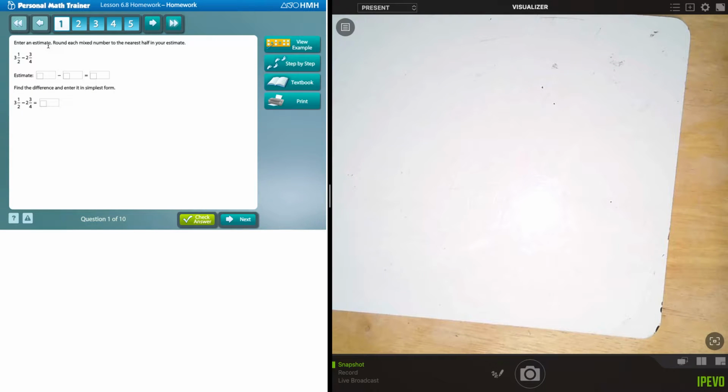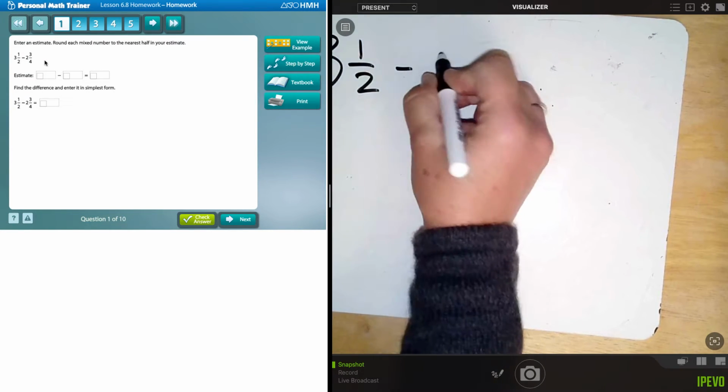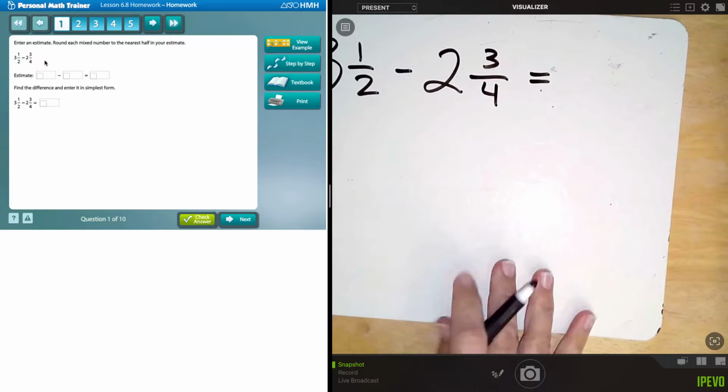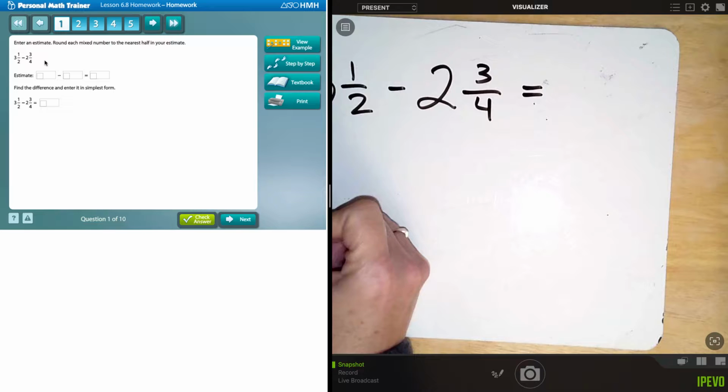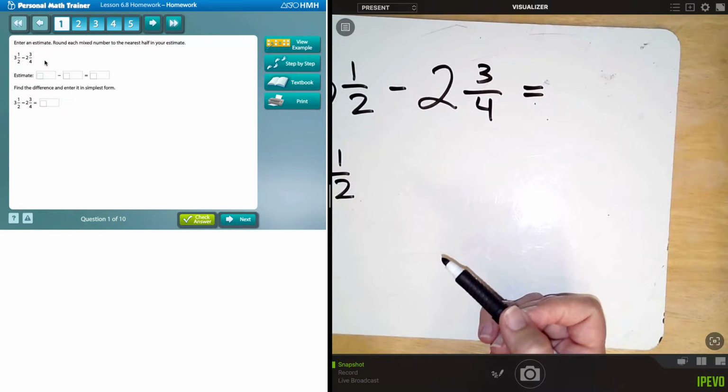so something close. Round each mixed number, and this is a mixed number where you have a whole number and a fraction in the same number. Round each mixed number to the nearest half in your estimate. So 3 1/2 minus 2 3/4. Now, first our estimate. 3 1/2 is already at the nearest half, right? It already says 1/2 in it.